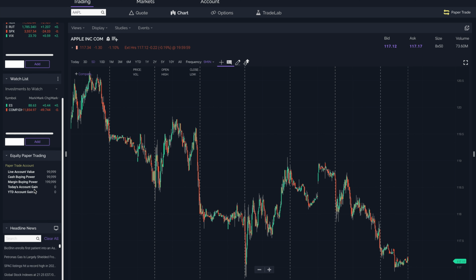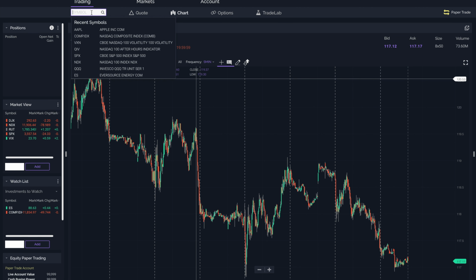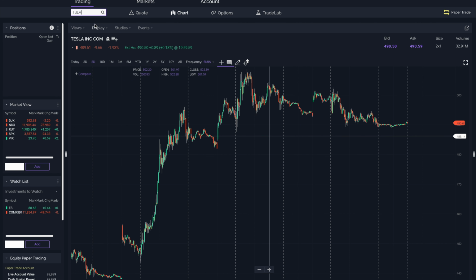And here on the left side, I'm going to see that I have a live account value of almost $100,000 and margin buying power of almost $200,000. Again, whatever stock ticker you want to trade, you're just going to go here. If you want to trade Tesla, just put Tesla in this box and the chart will automatically load.